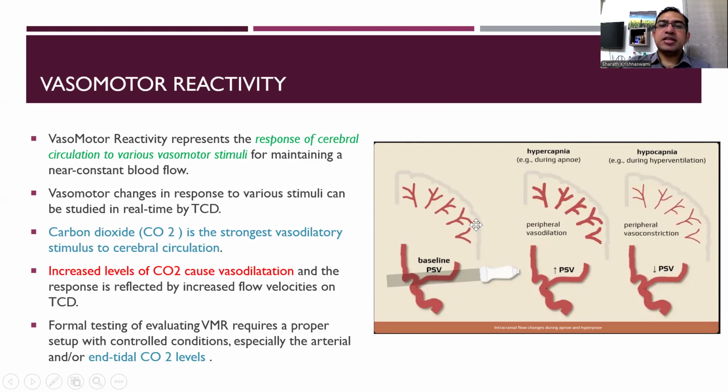Carbon dioxide is seen as a vasodilatory stimulus to cerebral circulation. So the more carbon dioxide is present in the blood, the higher the partial pressure of carbon dioxide, it causes vasodilatation, and there is increased blood flow in the intracerebral blood vessels. On the opposite side, if there is hypocapnia, that is decreased partial pressure of carbon dioxide in the blood, there would be a corresponding decrease in the blood flow in that part of the brain.